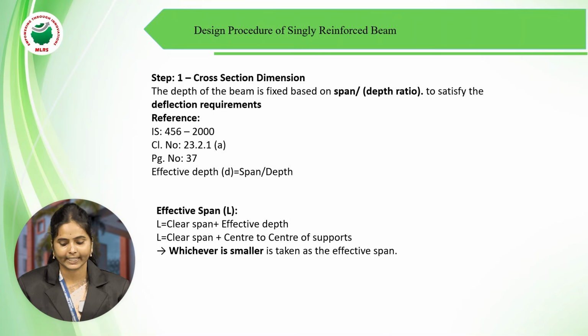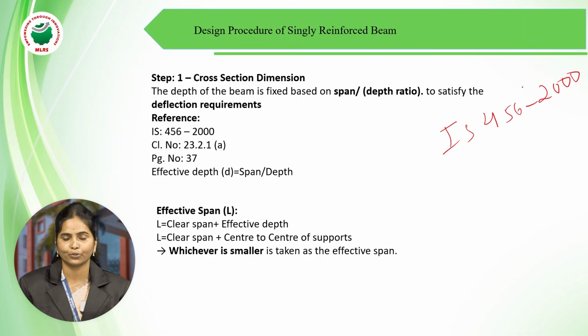Step 1 is cross section dimensions. In this subject, we have to use a code book. What is the code? IS 456:2000. This is the code book used for the IRCD subject. IS means Indian Standard. Now I am explaining the design procedure of singly reinforced beam. What is step 1 here? Cross section dimension.